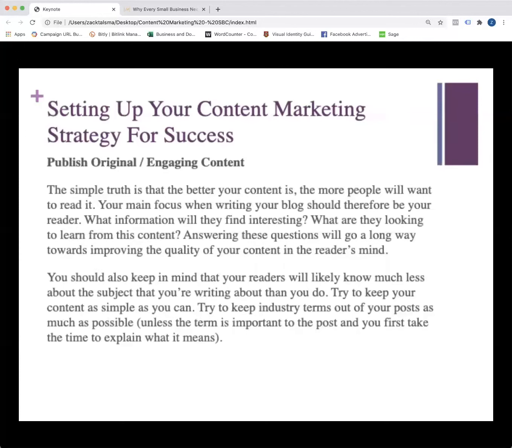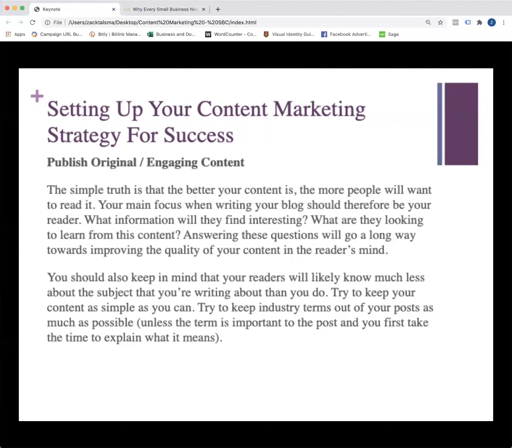So how are you going to set up your content marketing strategy for success? Now we have a general idea of what kind of content is available, what we want to do, what the purpose of this is. Now, how do we make sure it's successful? Definitely the most important, maybe, if you get one thing out of this, the only thing to get out of this is content quality and originality.